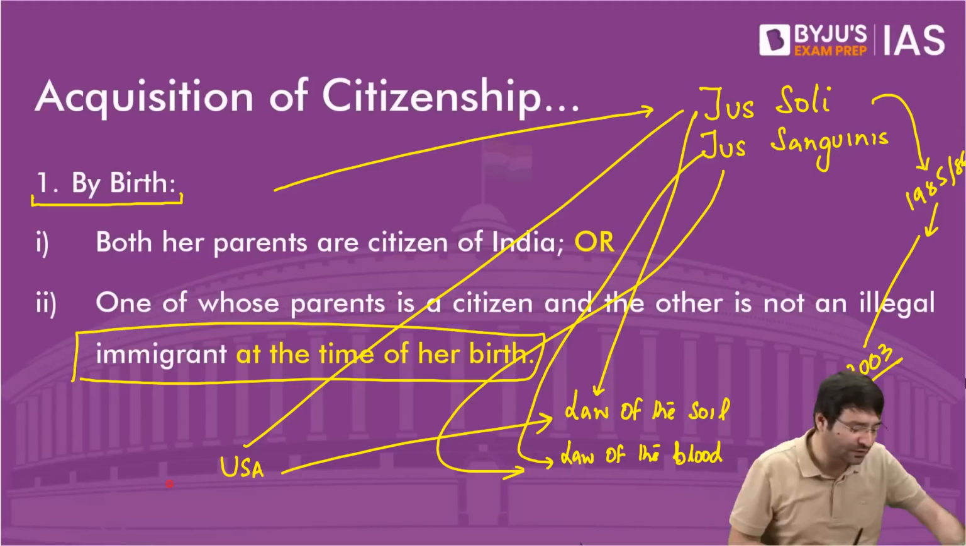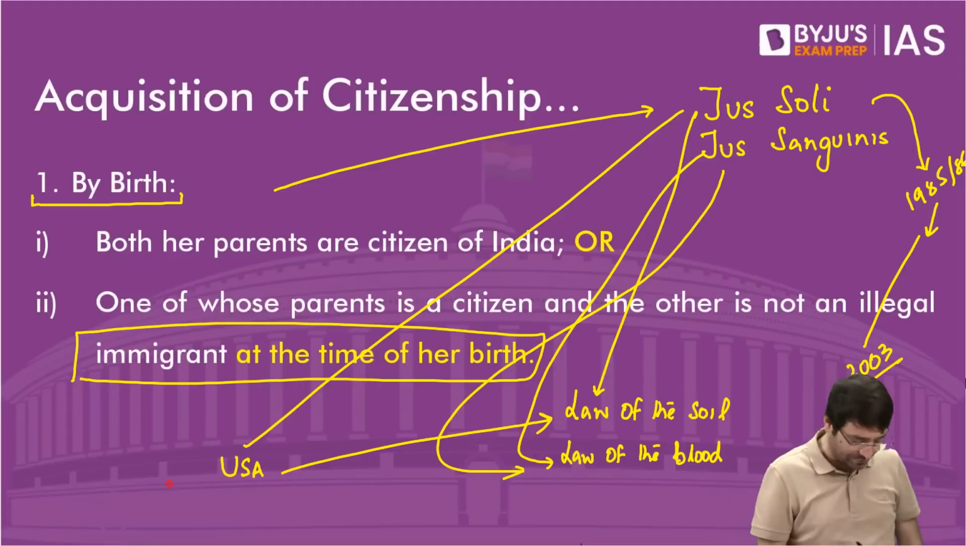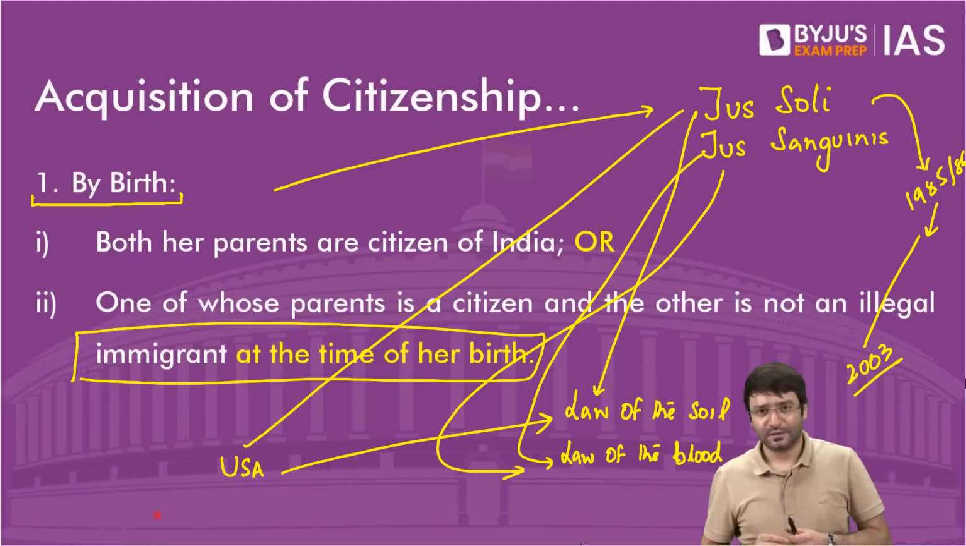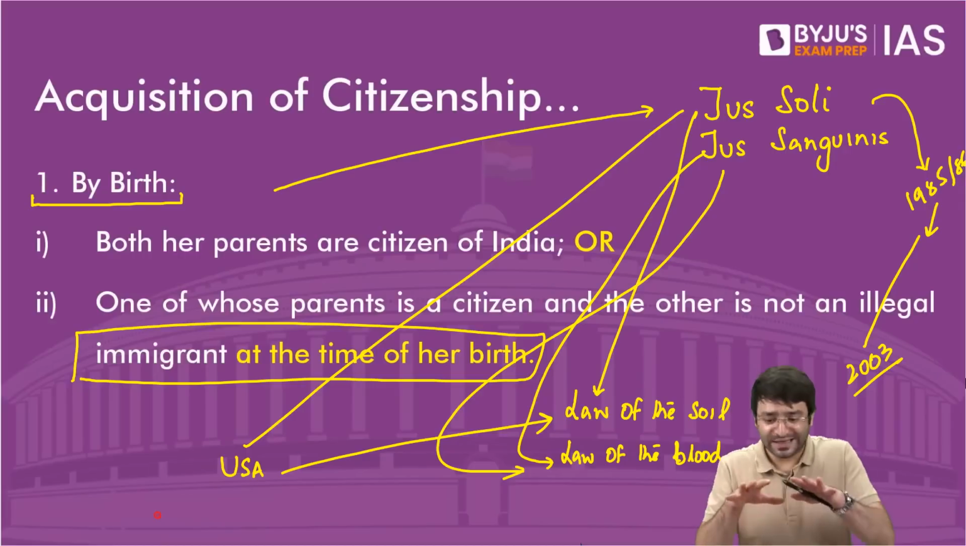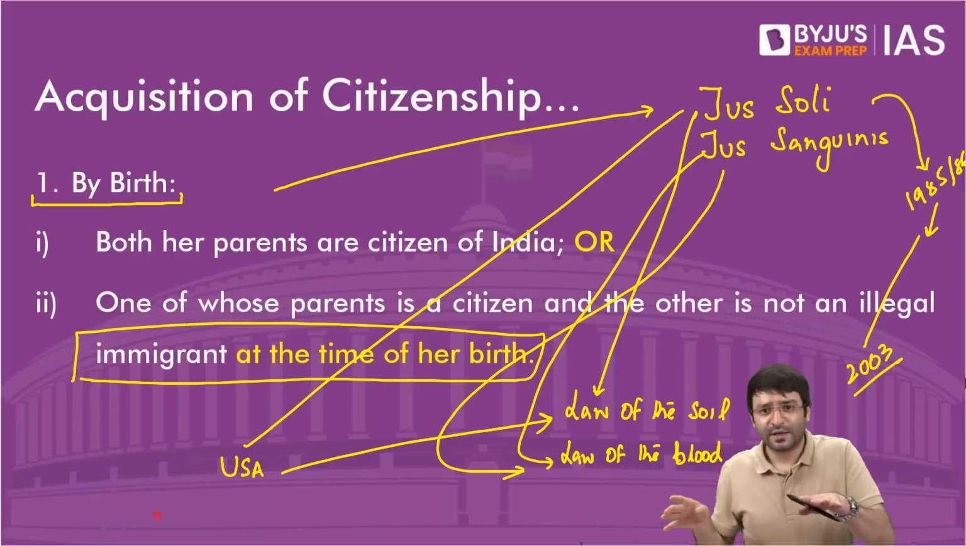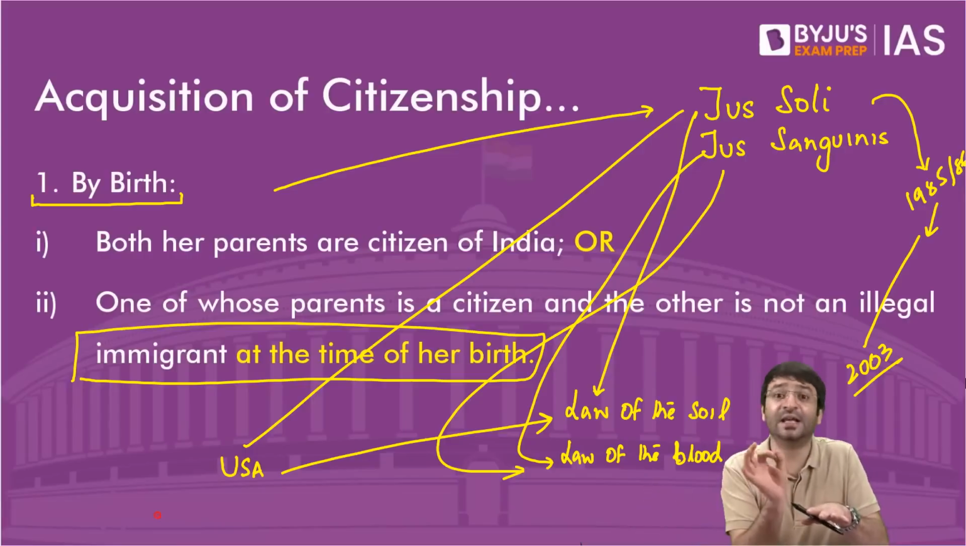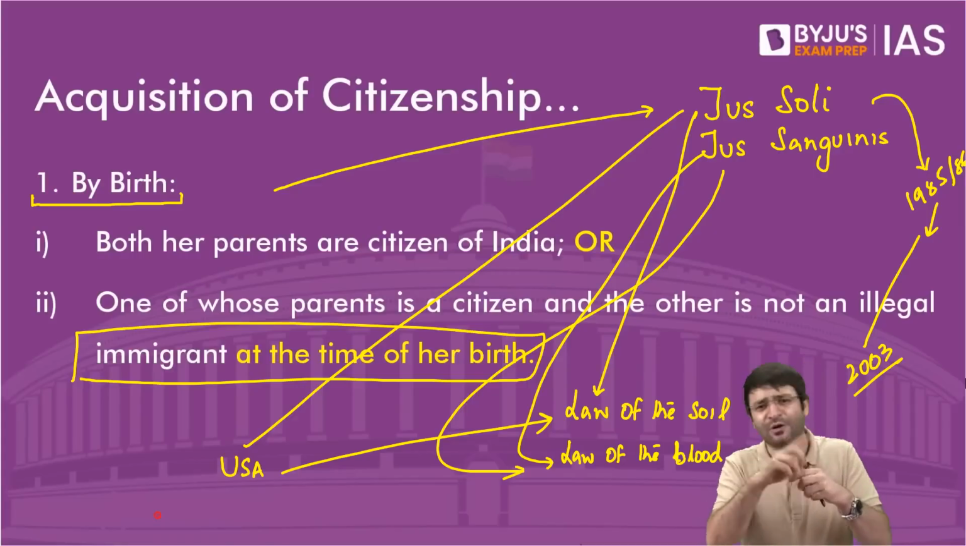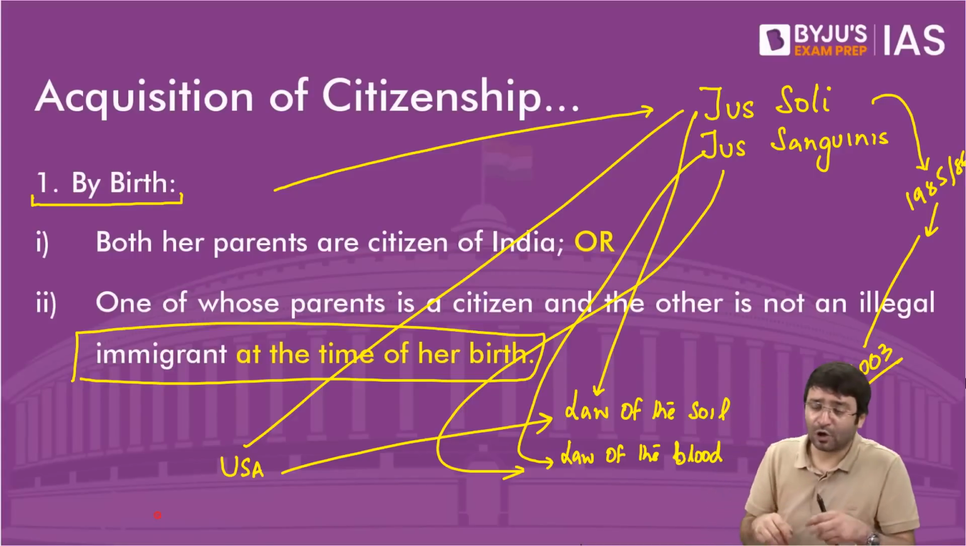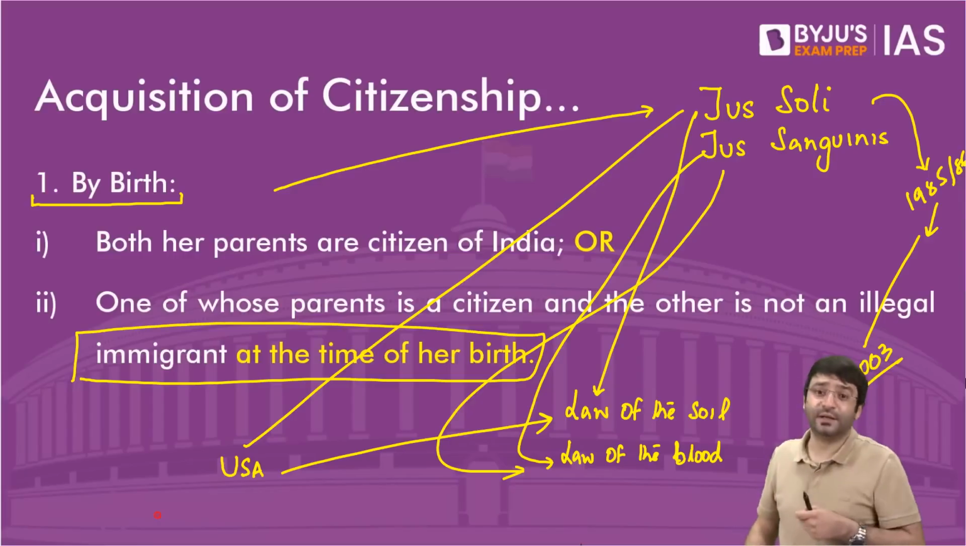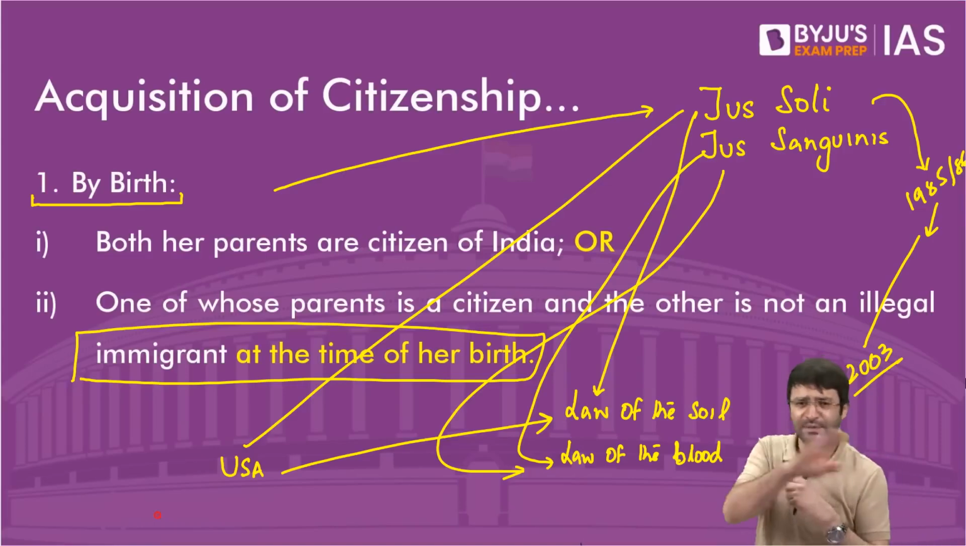Which means we follow the concept of jus sanguinis, which basically means law of the blood. Today, if the child is born in India, and both parents are Indians, the child is an Indian. If one parent is an Indian and the other is a legal migrant, a foreigner, the child is an Indian. Regardless of whether the mother is Indian or the father is Indian, it doesn't matter. Although there was a time when only the father had to be an Indian. That was a sexist law. If the mother was an Indian but the father was not, you could not become a citizen. But that has been done away with.